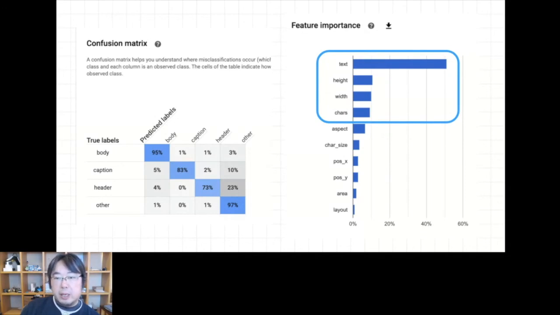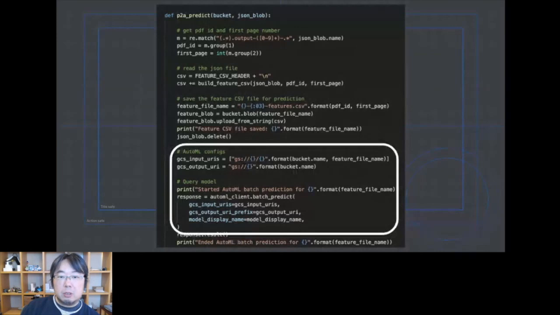And also there are some other columns like height and width, number of charts. Those are used for determining the types of the paragraphs. So to call this AutoML Tables model, I have written some Python code like this one. Again, you have to specify some input configuration and output configuration. In this case, I have just specified the URI of the Google Cloud Storage for the input data and output data, and call the API with the client API.